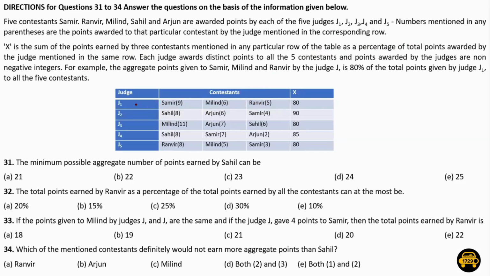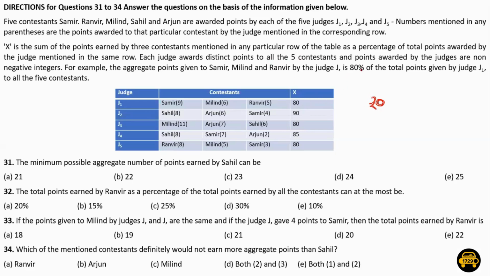So let's say, for example, J1 awarded some total points. The sum of these 3, 9 plus 6 plus 5, is 20. So this 20 is X percent of the total. That means 80% of the total. So the total score by J1 would have been 25. Right?